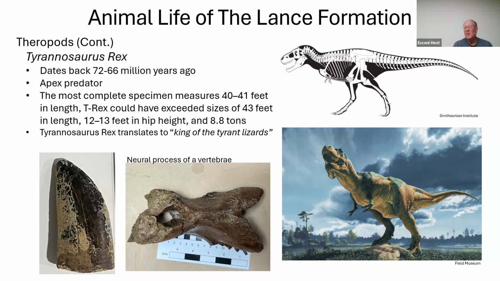T-Rex, they believe, could have exceeded 43 feet in length, and it was 12 to 13 feet at the hip, which generally you've got to remember that they were bipedal, and there was kind of like a balancing point at their hips. They ranged up to 8.8 tons, which is quite huge. The name Tyrannosaurus breaks down to king of the tyrant lizards.